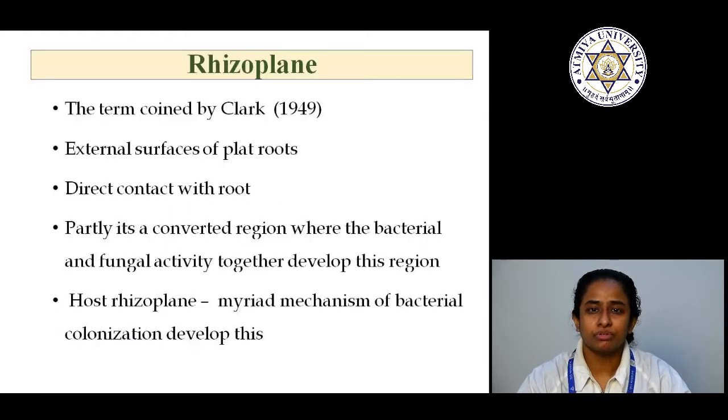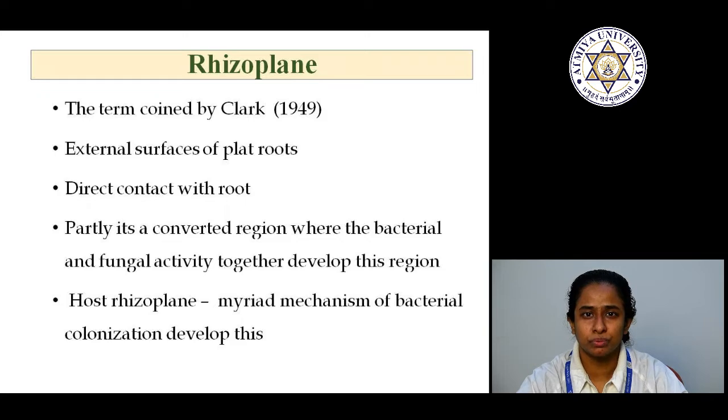Now coming to the first important term, which is called rhizoplane. What do you understand by this word rhizoplane? The term was mainly coined by Clark in the year 1979, and the rhizoplane is mainly the external surface of the plant root. For a 1 mark MCQ it can come, so just have a look at this particular terminology.